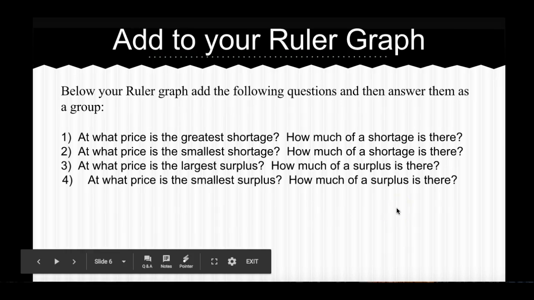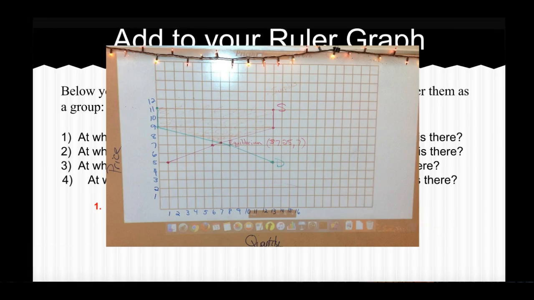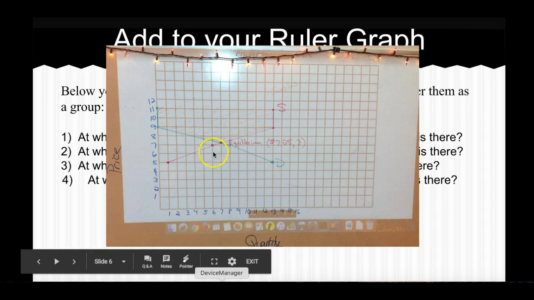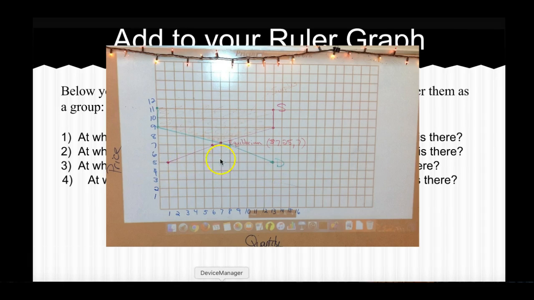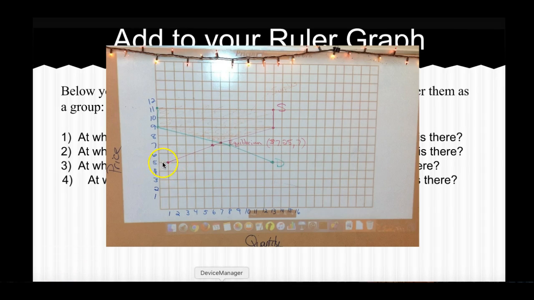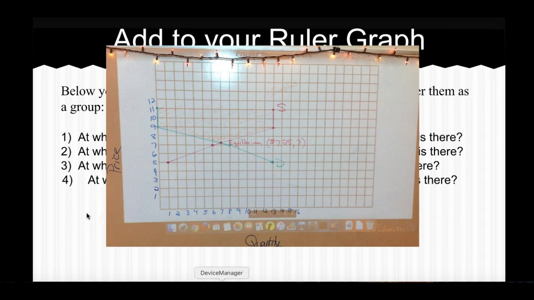Okay, hopefully you and your group have worked through those 4 questions. Remember, you are referencing your ruler graph. So first question, remember, is about the greatest shortage. So the greatest shortage, remember, shortages are above or below equilibrium. So your greatest shortage is the furthest away from equilibrium. So your greatest shortage is going to be at $5. To figure out how much of a shortage there is, there is 1 that is offered for sale, but there is 13 that are demanded. So 13 minus 1 will give you 12.